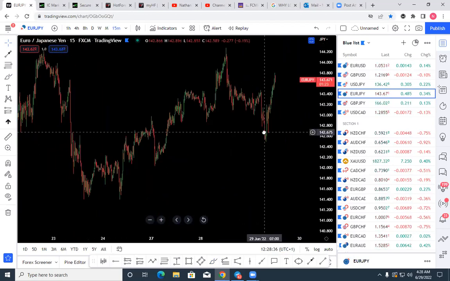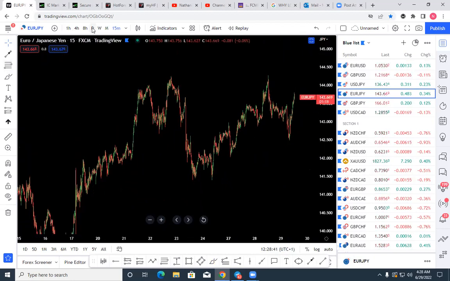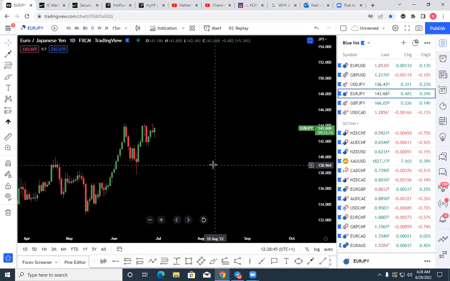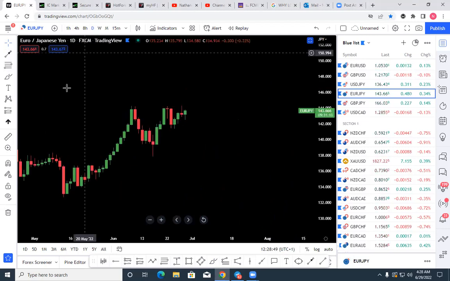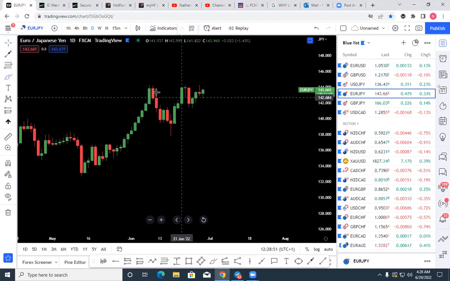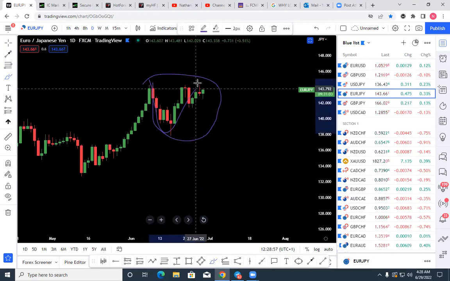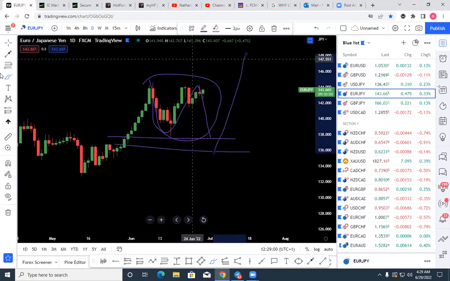Okay, let's just continue from here. Let's go back to daily. Ordinarily, we are expecting a correction. We're expecting a corrective structure on Euro JPY, at least to this level before we can push to the upside. I think you get it at this level.